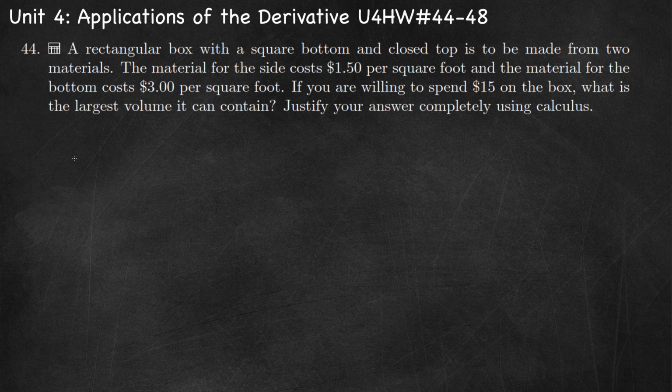Hello, in this video we'll be working through Unit 4 homework problems 44 through 48, and these problems deal with optimization. Number 44, we have a rectangular box with a square bottom and a closed top.